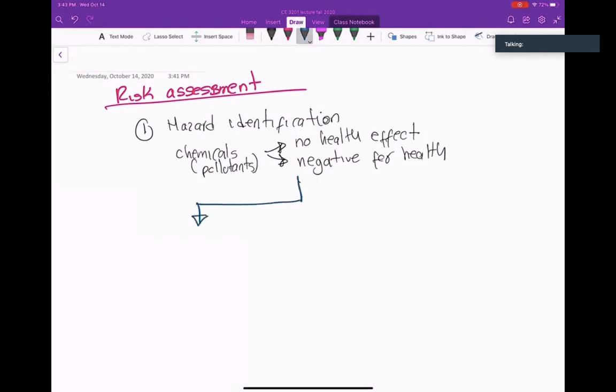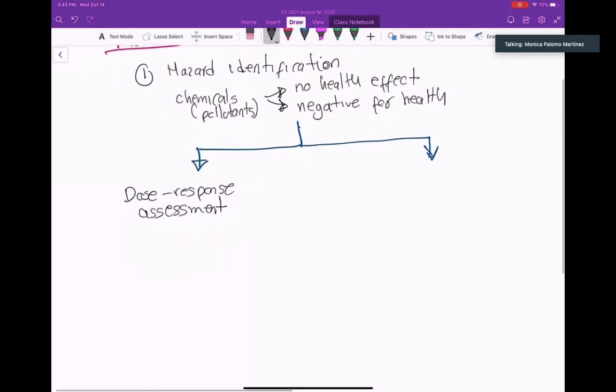This is going to take us to 2 different things. One of them is going to be the dose response assessment, and that is going to be related to how much chemical is adverse for our health. So this is how much we are intaking, similar to when you go to the doctor, they give you a dose, and it's similar to that. And then the second part is going to be exposure.